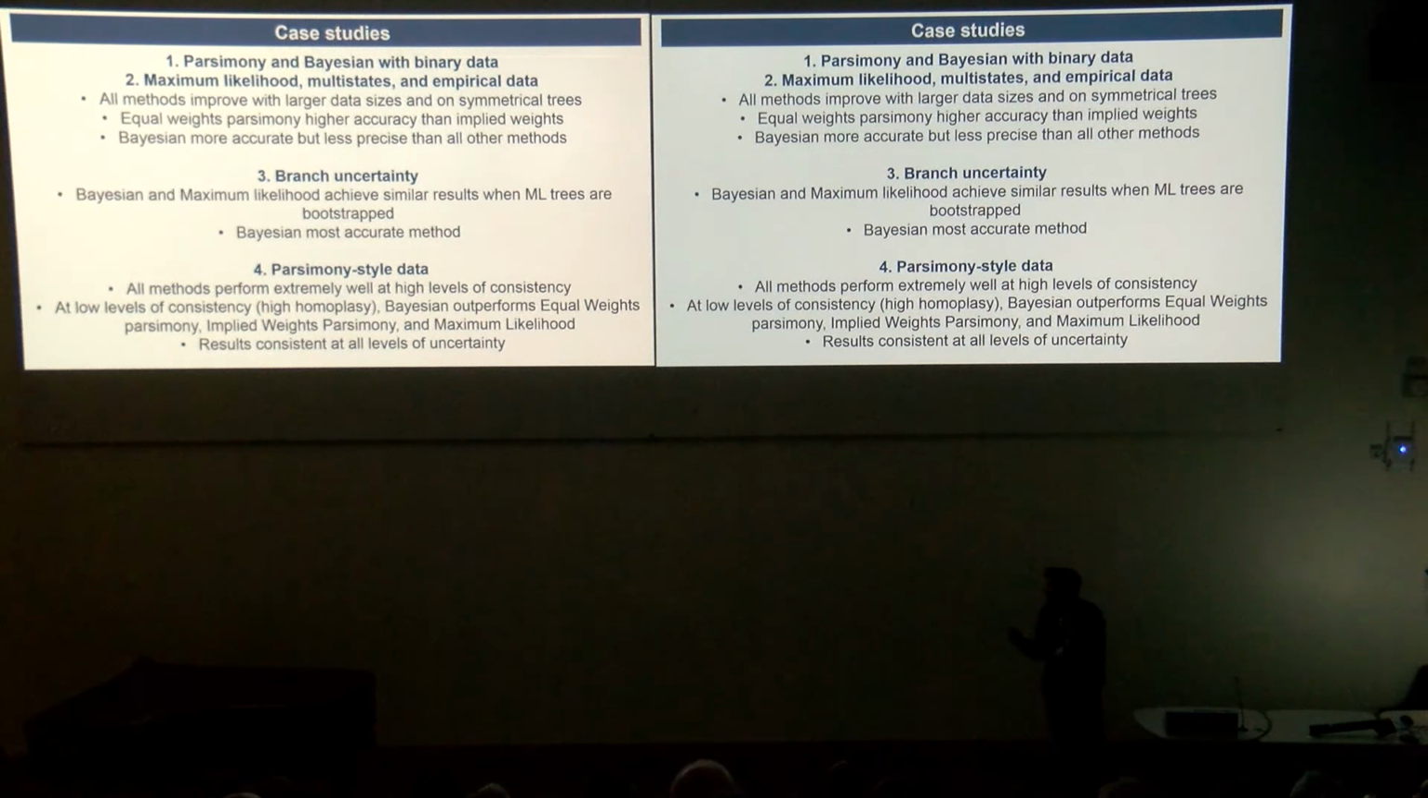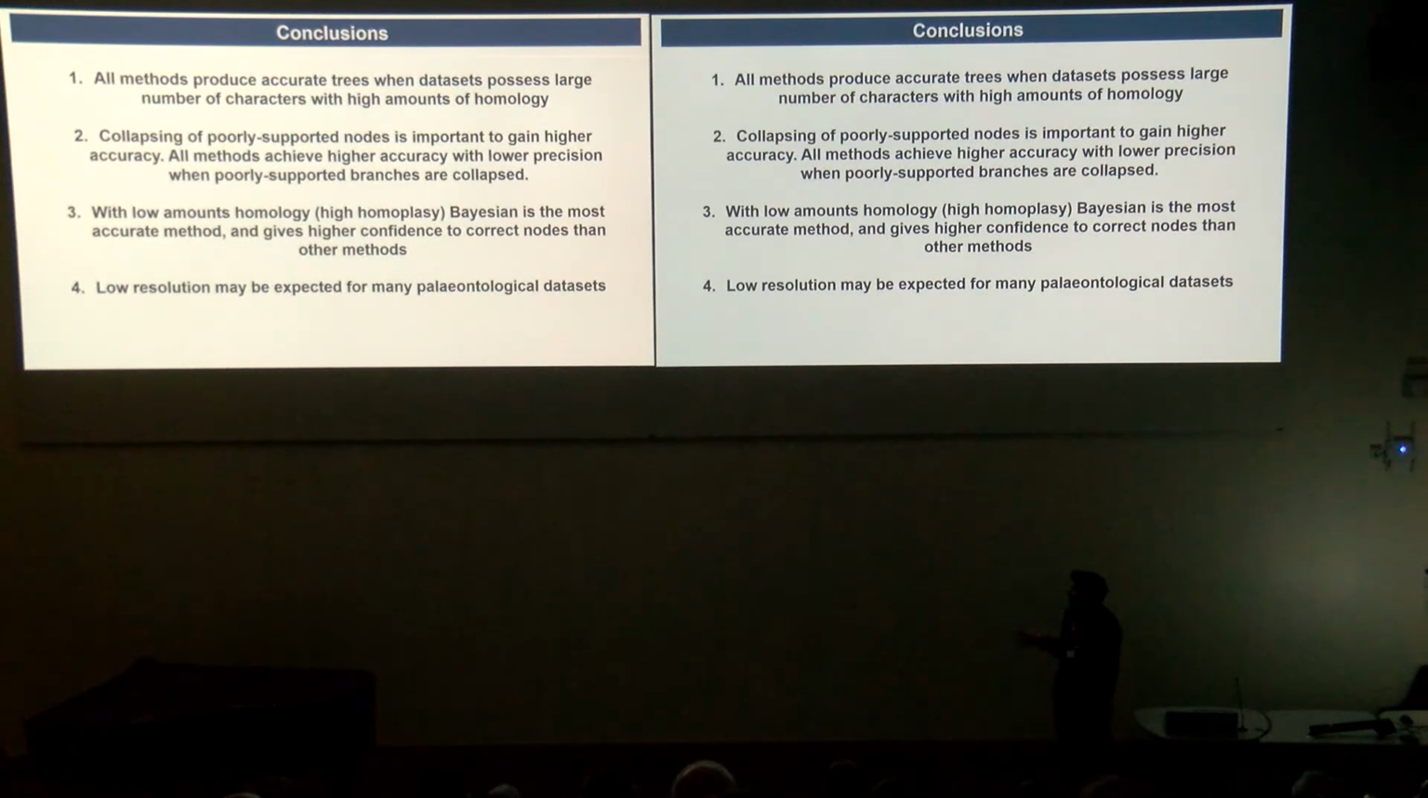So in conclusion, all methods are very accurate if we have large data sets and good amounts of homology. It's really important to collapse poorly supported nodes, whatever method you're using. And when we have particularly low amounts of homology, high homoplasy, Bayesian is still the most accurate method, even in simulations which should, in theory, favour parsimony. And in paleontology, low resolution may be all we can expect from small data matrices.